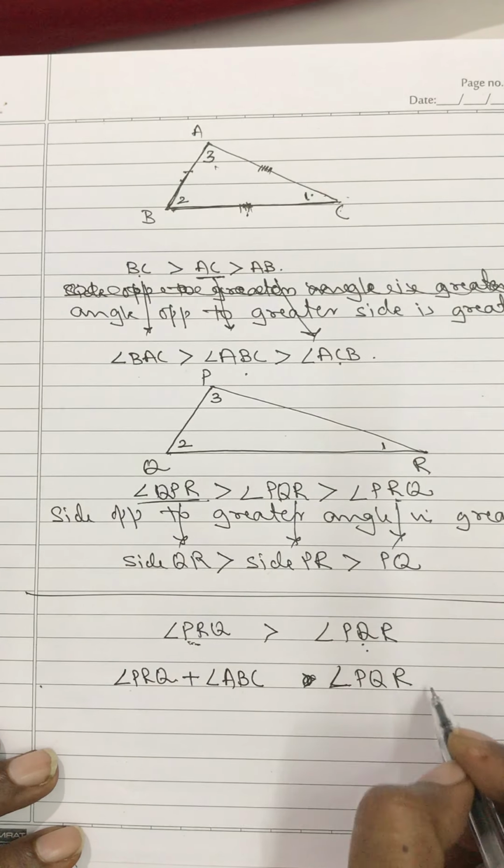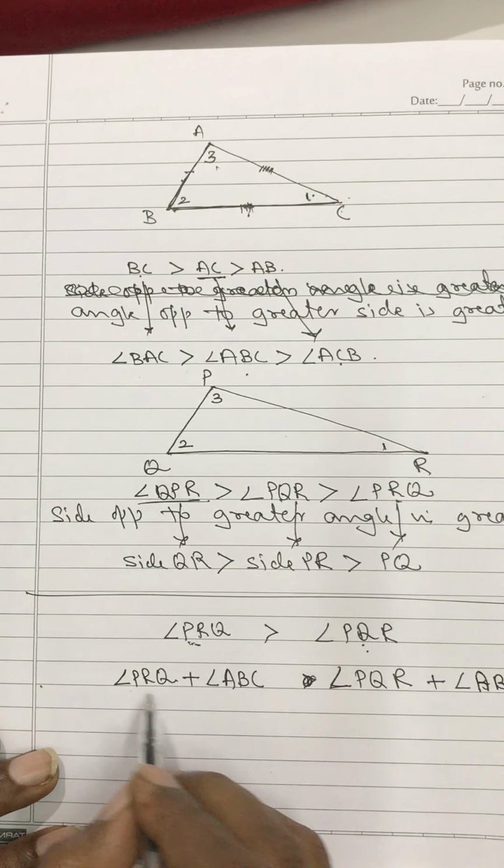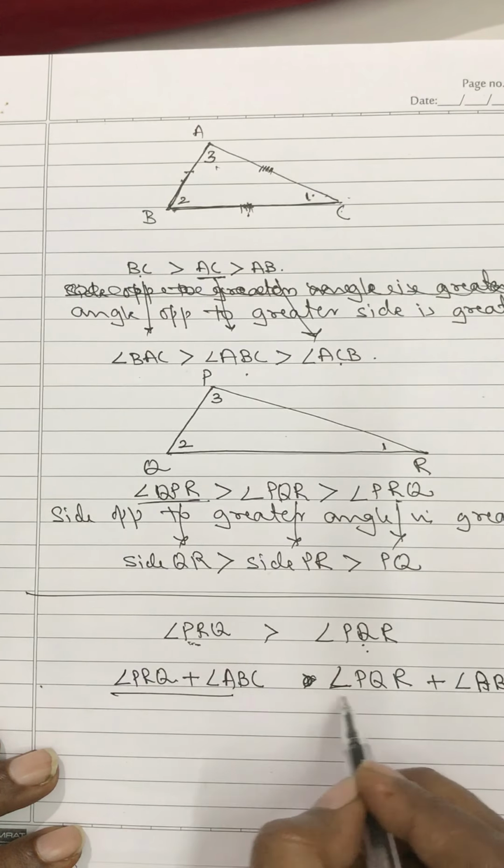ABC and here also I add angle ABC, then what do you think now? Who will be greater? See, PRQ is greater than PQR and angle ABC and angle ABC are equal. So definitely now this will still be greater because PRQ was greater. When equal things are added to both, the sum will still be greater. These are some common logics that we have to understand, my dear students.